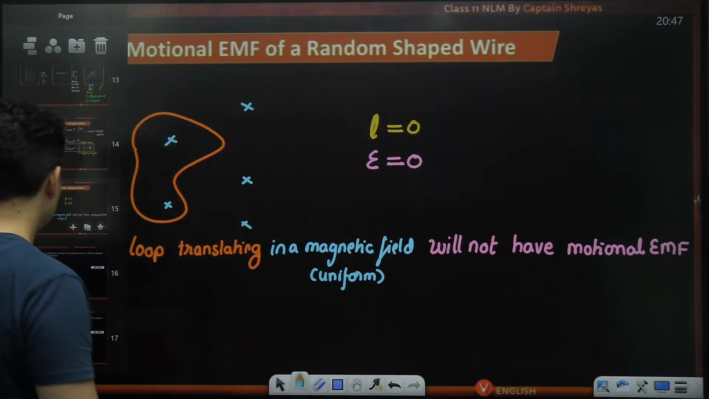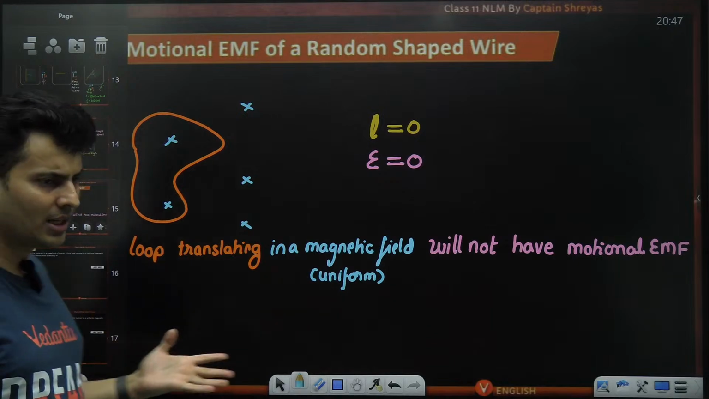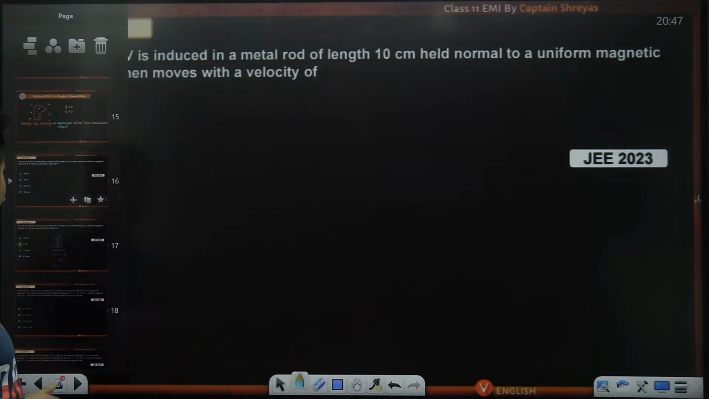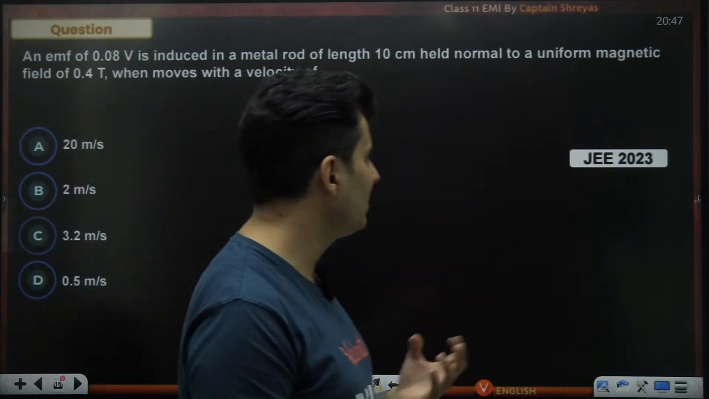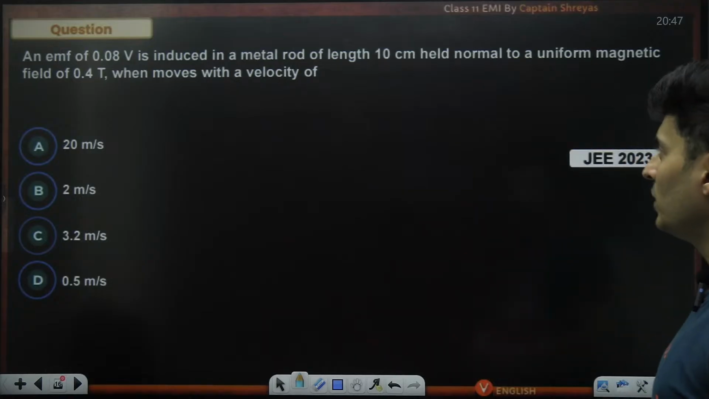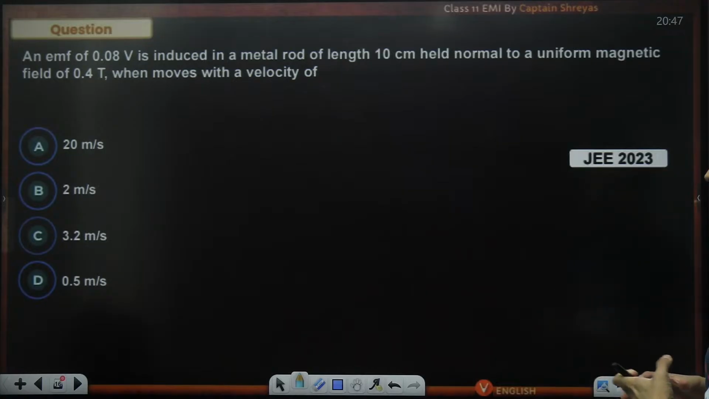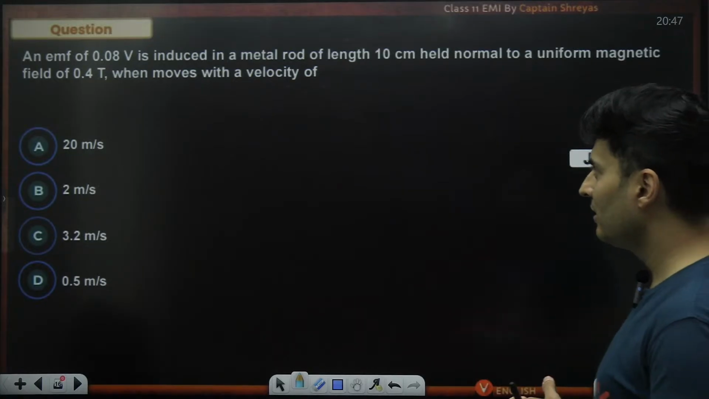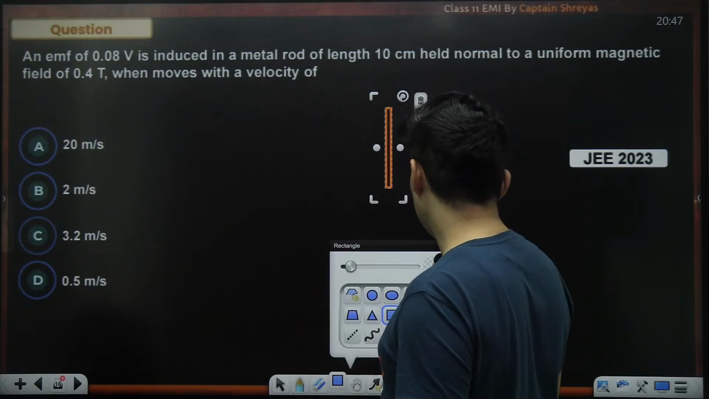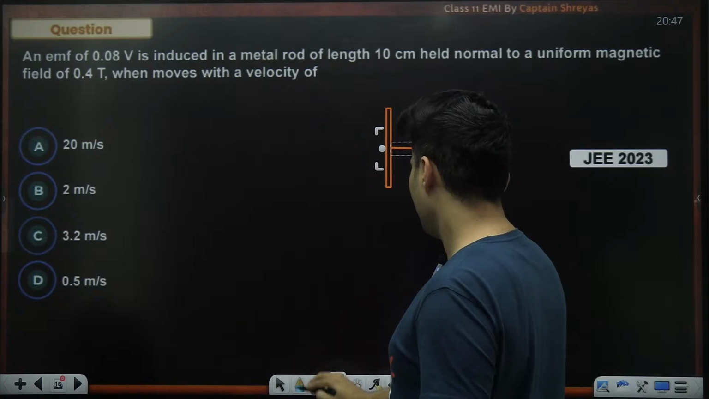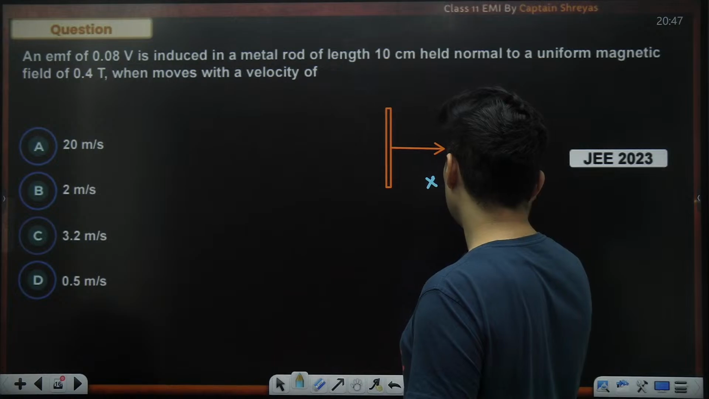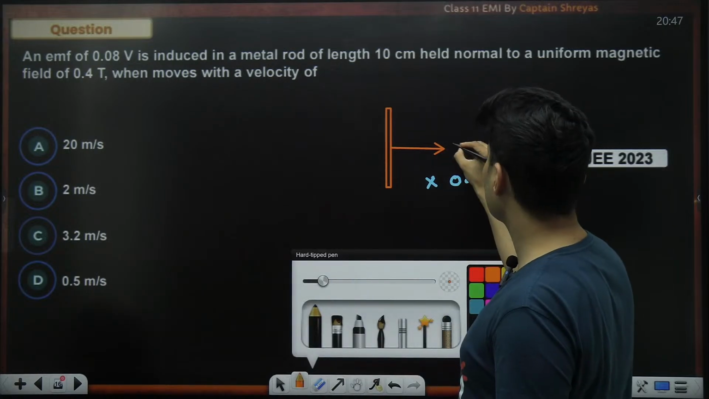Okay, perfect. Having said this, I think it's a good time that we start with some questions so that we get a hang of it. Here comes the first question. It's a very laddu question which was asked in JEE 2023. Let's see. An EMF of 0.08 volts is induced in a rod of 10 centimeters, which is held normal to a magnetic field of 0.4 Tesla when it moves with what velocity? So our rod is like this and it is moving like this, and the magnetic field is like this. The velocity is what is asked.